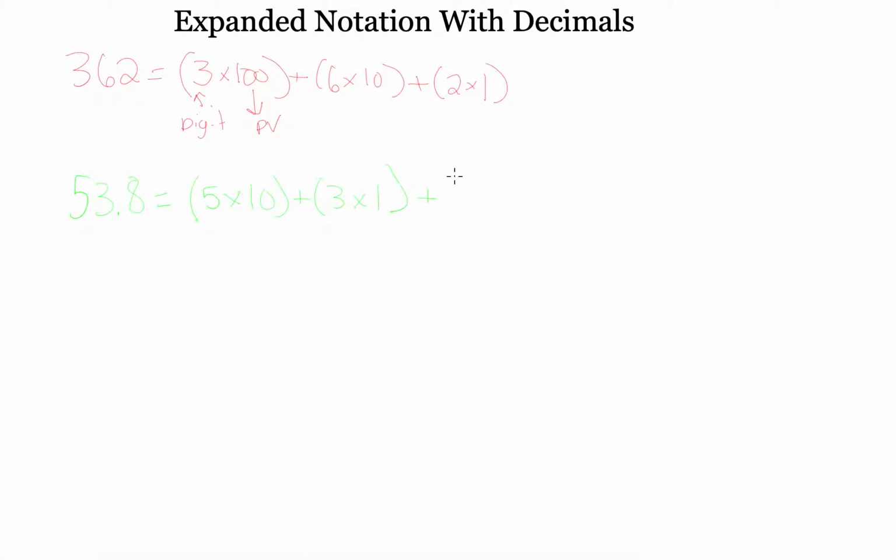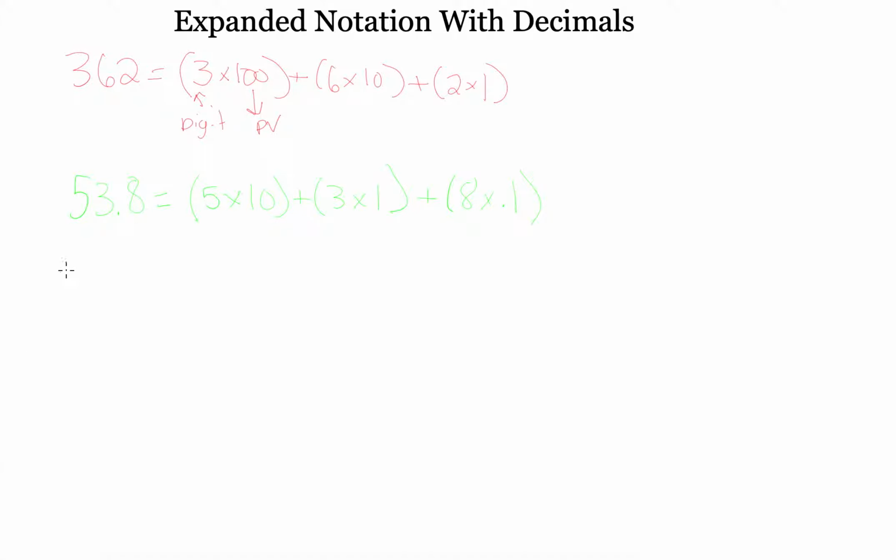So what we're going to do is say our digit first. Our digit is that 8. And we're multiplying it by 1/10, because 8 times 0.1, or 1/10, is 0.8, or 8 tenths. So 53 and 8 tenths, this would be in an expanded form. All right, let's try another one.